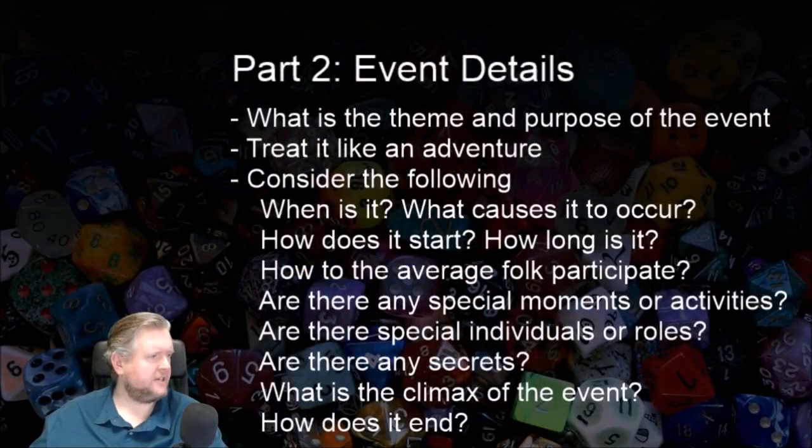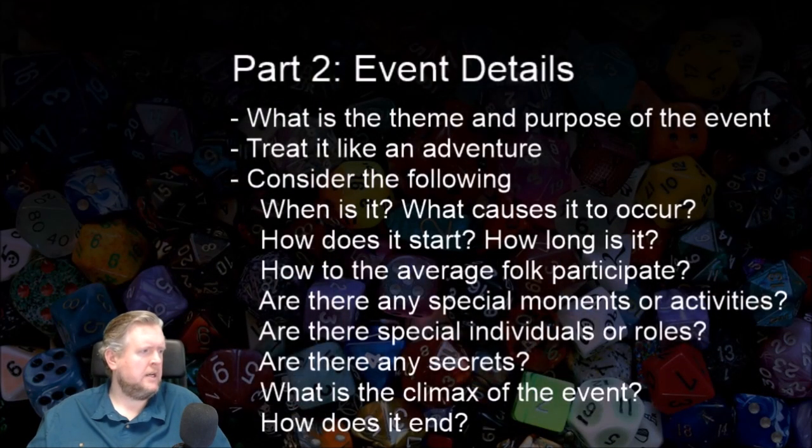You're going to want to have more fleshed out the more the campaign gets closer to it, because the players might get told about it or might start having questions about it. But you're still not to the point where you're running it. We'll get to that in the next part here. So let's talk about event details.